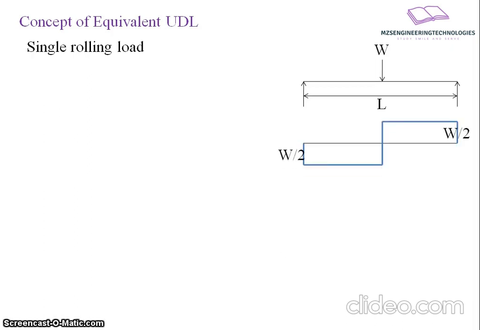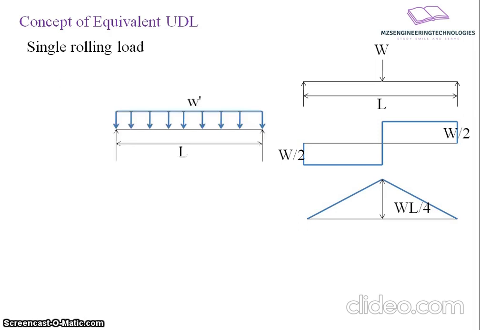For this case, the shear force diagram will be as shown in the figure, with a maximum value of W by 2 at the ends. If we are interested in the bending moment variation, the bending moment below the load will be WL by 4. Now we are interested in converting these loads into an equivalent UDL.